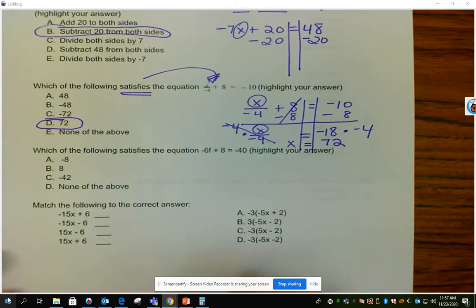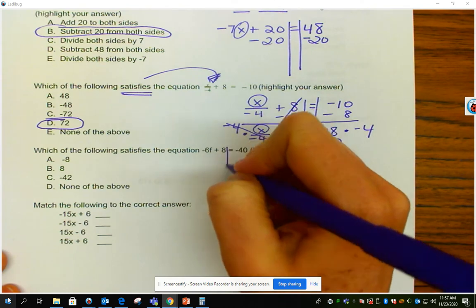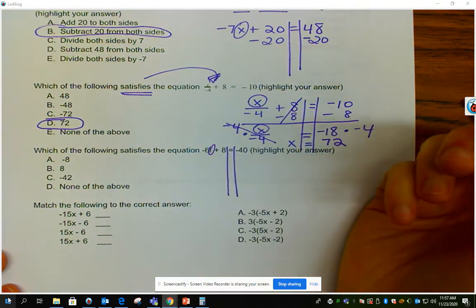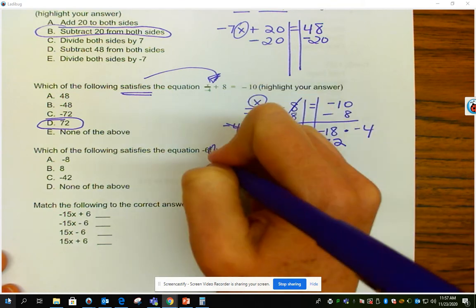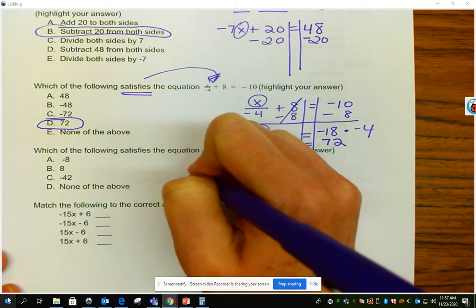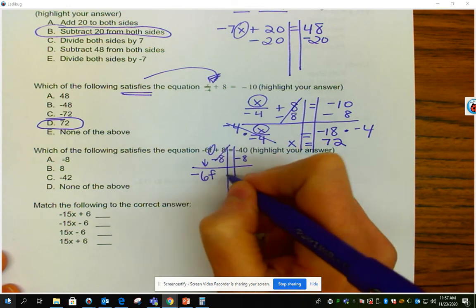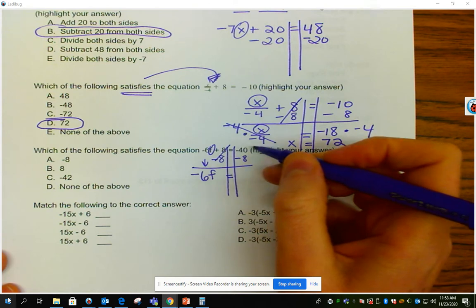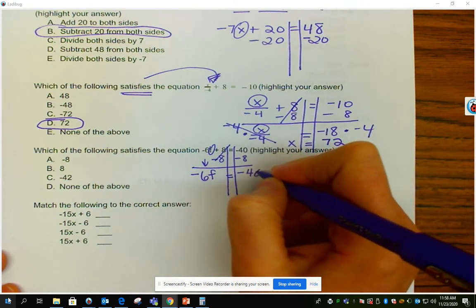Which of the following satisfies this equation? Highlight your answer. Again, we're just solving for the variable. We have f over here, and the thing that we can add or subtract away would be the plus 8. So we're going to subtract 8 from both sides. I would bring down negative 6f. Don't forget that negative sign. The 8's cancel. And then negative 40 minus 8, remember, negative 4 minus 8, is the same as negative 4 plus negative 8, so negative 48.